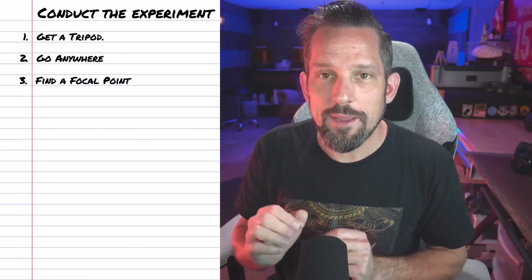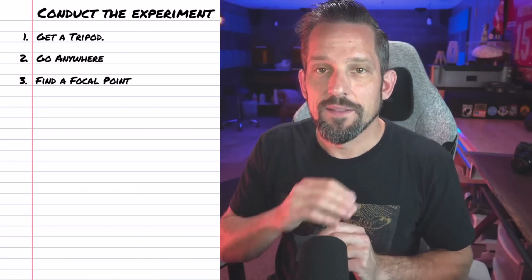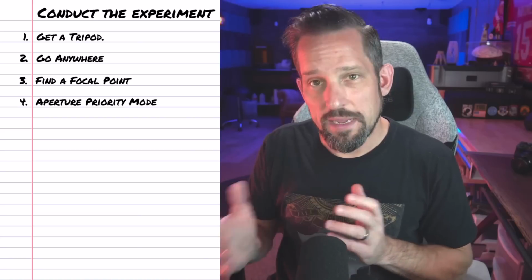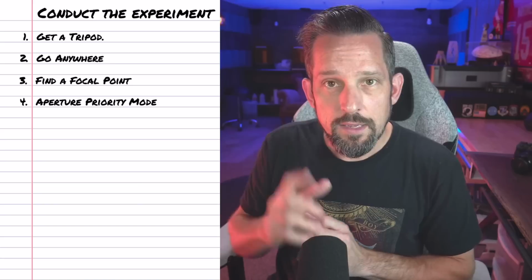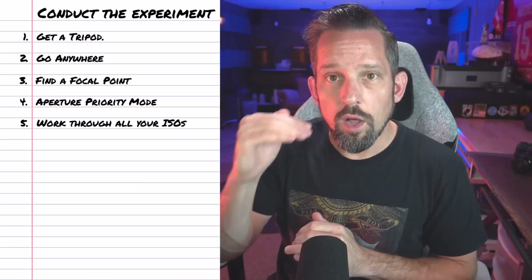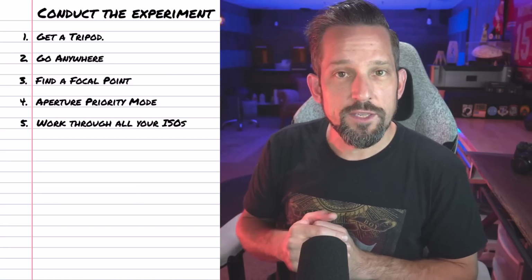What else do I see here? I see that I can do the AI noise reduction, and if I need a little bit more, I can also do my own noise reduction manually and even add some sharpening there. If you haven't done this experiment yet, I think that this is a mandatory experiment for you. As I said, get a tripod, go anywhere. Have the same focal point throughout, the same aperture throughout. So you basically set yourself in aperture priority mode, find a focal point, lock it in, and then work through all of your ISOs from your lowest all the way to your highest.